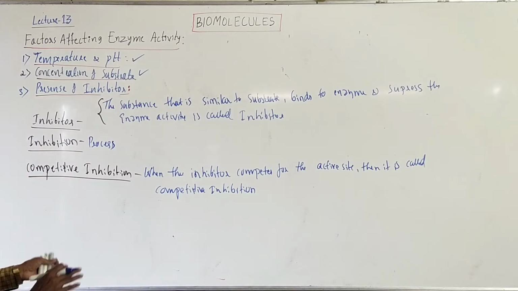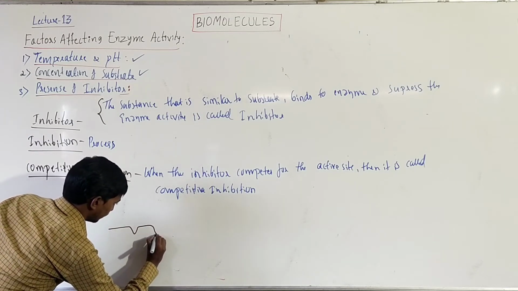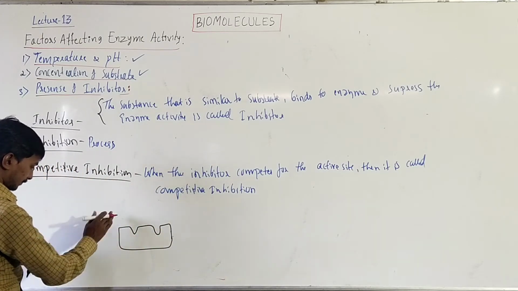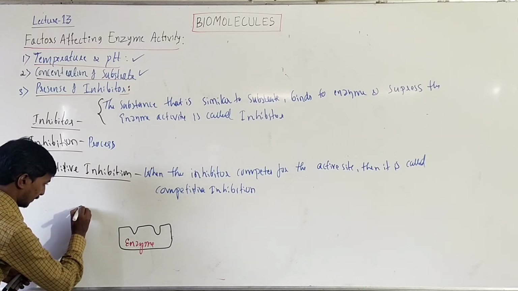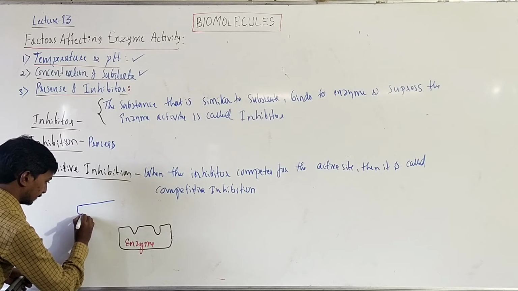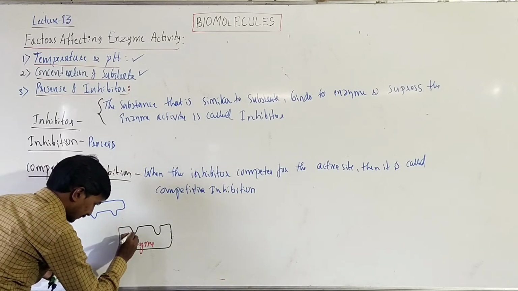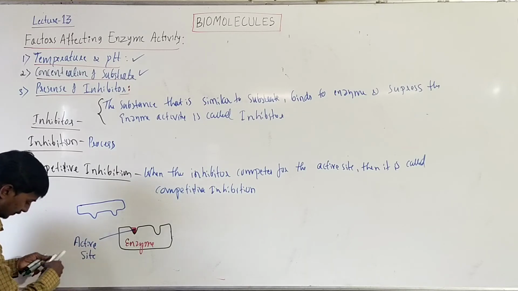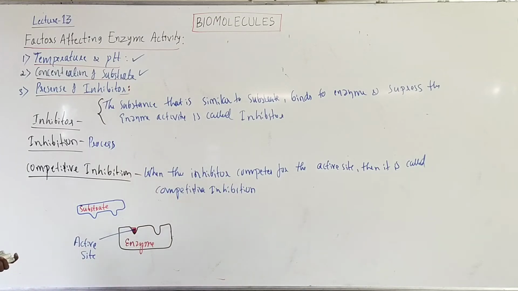Competitive inhibition. I will just draw a simple diagram so that you can understand better. I have an enzyme here. Okay, so this is my enzyme. I have a substrate here. So this is the active site. This is the substrate. Here, similar to this, we have another molecule.